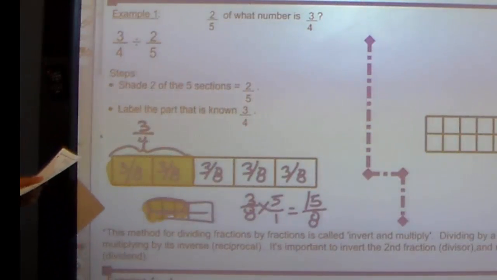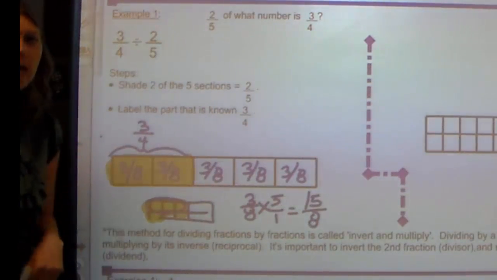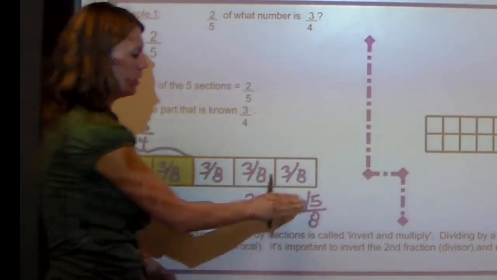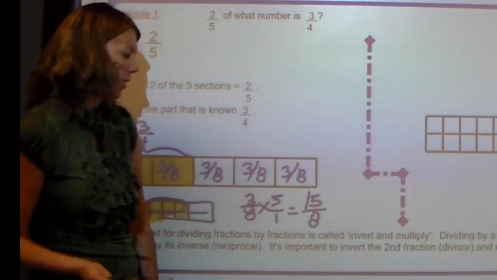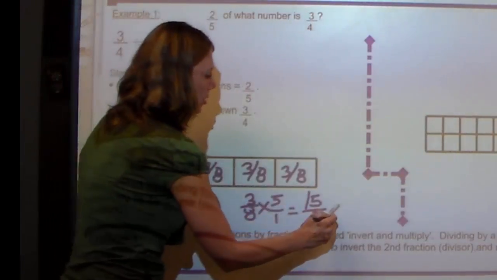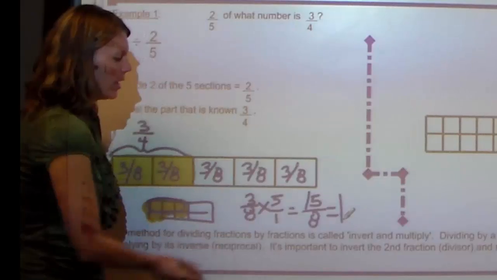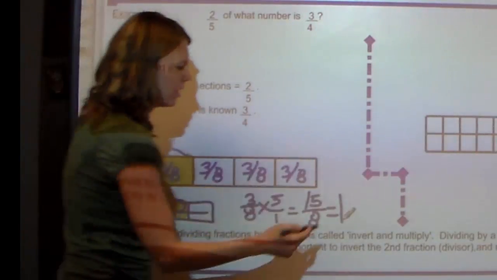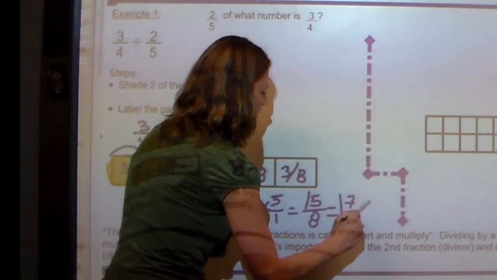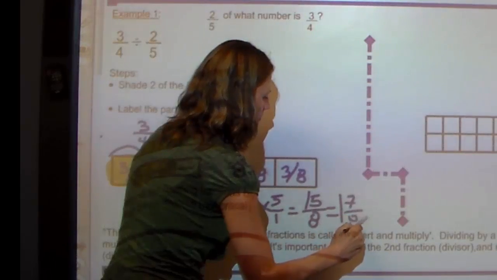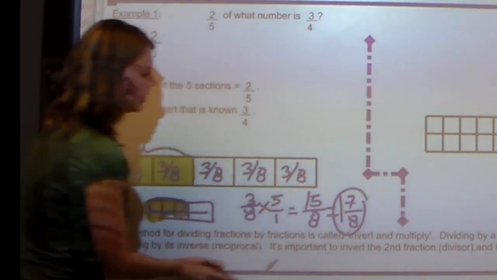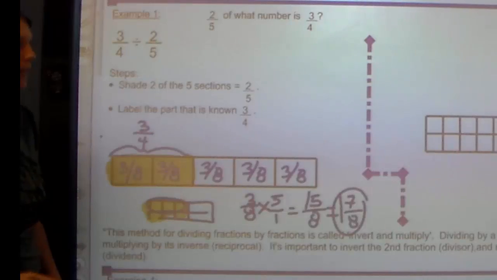That would be 15/8, but I can rewrite that as a mixed number. I never want to leave my answers improper. I want to always write it as a mixed number. So 8 goes into 15 one time, so 8/8 makes a whole, and then I would have 7/8 left. 1 7/8 should be that answer.